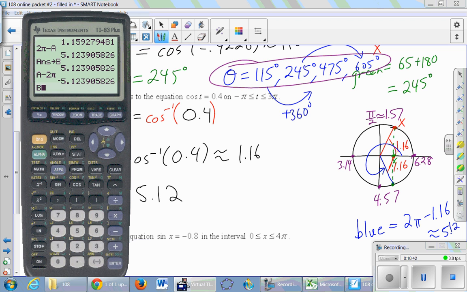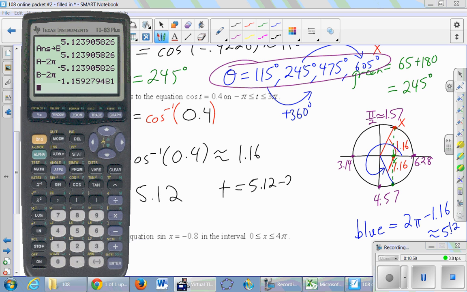Remember, you can take these guys and add or subtract as many 2 pi's as you want. And that looks pretty good to me because that's definitely inside of here. So let's write that as another answer. T equals the 5.12 subtract off 2 pi. And we get negative 1.16. So that's another perfectly good answer, which actually makes a lot of sense, right? That's just this angle going the clockwise way instead of going around this way. Okay, that's fine. And so I think we're done subtracting 2 pi's.